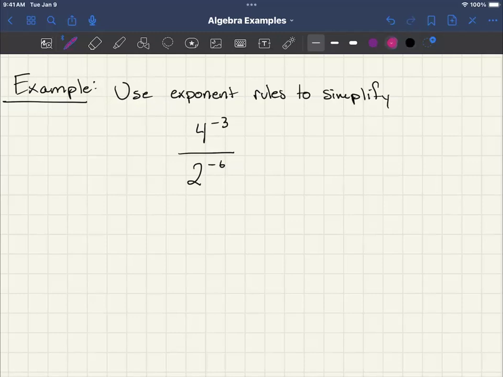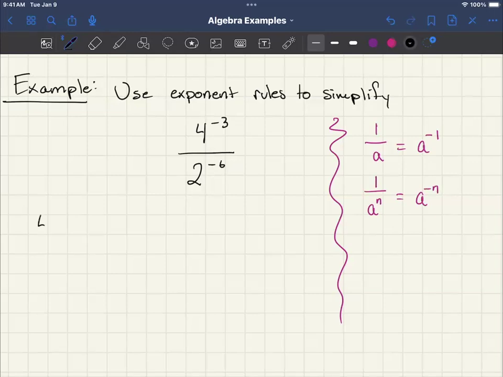There's a couple things that we want to remember when it comes to exponents. One will be that if we have 1 over a number, we can rewrite that as that number to the negative 1, right? And in particular, if we have 1 over a to the n, this will be a to the negative n. All right, so let's see if we can apply that to our problem.